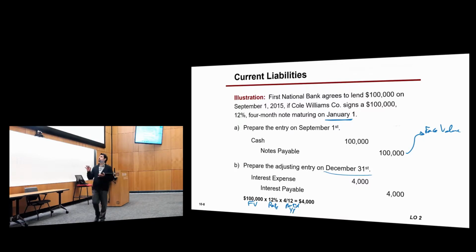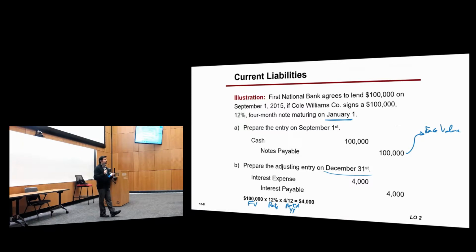This is what we've done so far. You multiply the annual rate by face value. That will give you the annual interest expense. If you had 4 months, you multiply 4 over 12. If you had 8 months, it will be 8 over 12. Number of months over 12.